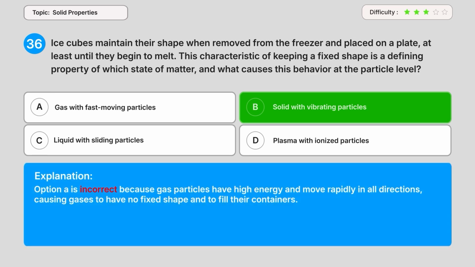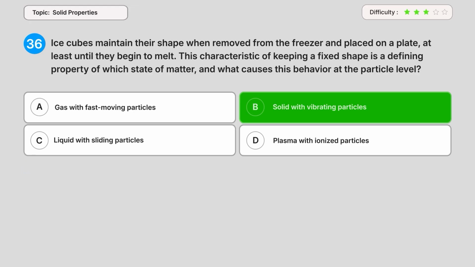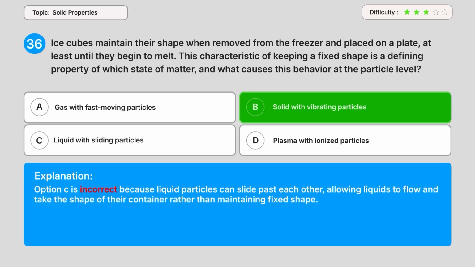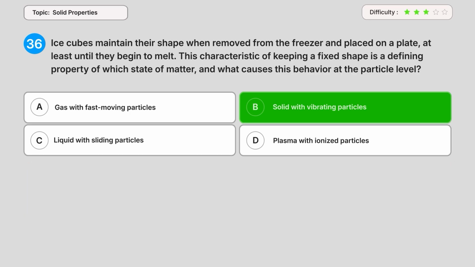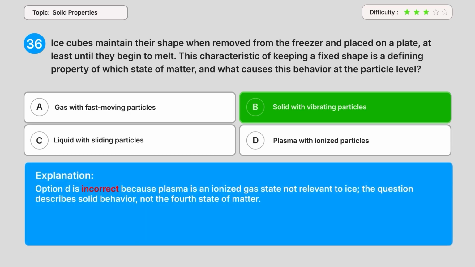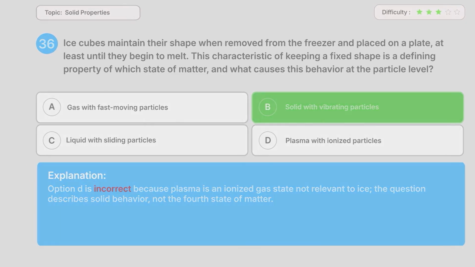Option A is incorrect because gas particles have high energy and move rapidly in all directions, causing gases to have no fixed shape and to fill their containers. Option C is incorrect because liquid particles can slide past each other, allowing liquids to flow and take the shape of their container rather than maintaining fixed shape. Option D is incorrect because plasma is an ionized gas state, not relevant to ice. The question describes solid behaviour, not the fourth state of matter.